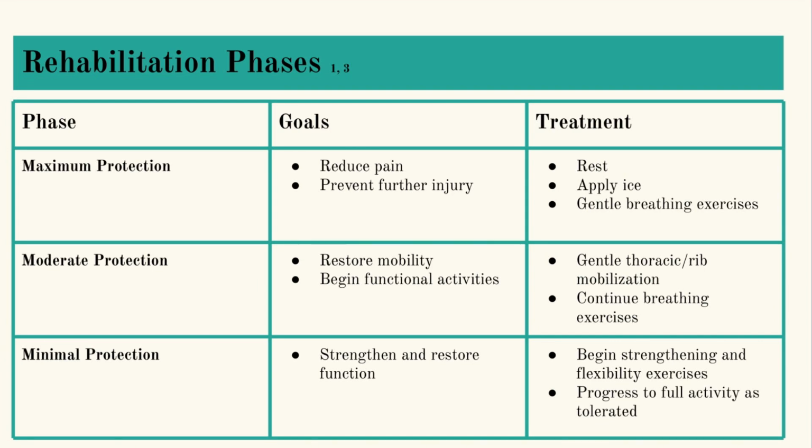Then finally, in the minimal protection phase, the goal is going to be to strengthen the affected muscles and restore full function. So we'll introduce strengthening and flexibility exercises that will target the core, thoracic spine, and the upper body. As they progress, patients can return to full activity, including sports or other high-level physical activities. And this phase is going to be critical for ensuring that the rib dysfunction does not reoccur and that the patient can resume their normal lifestyle.